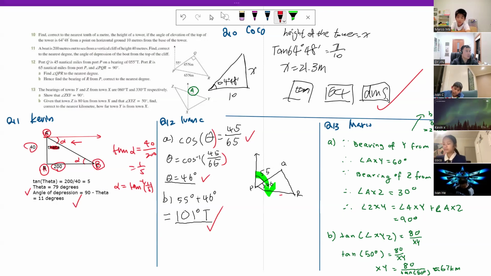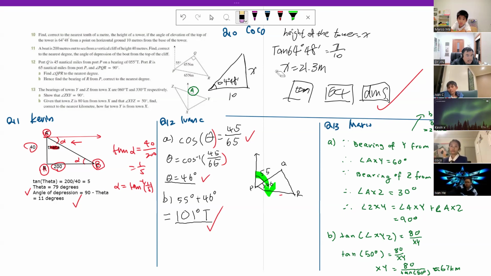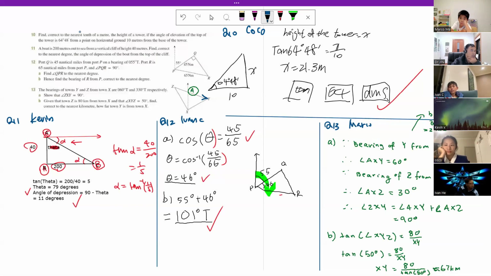Look at your one. The question 13. The bearing of, let me check the diagram. Here's the diagram. Okay, so you make this A. All right. The bearing of tower Y from Z. Let's just read the question properly. The bearing of tower Y from Z. Yeah, okay, so this is the bearing, right? Is 60 degrees.